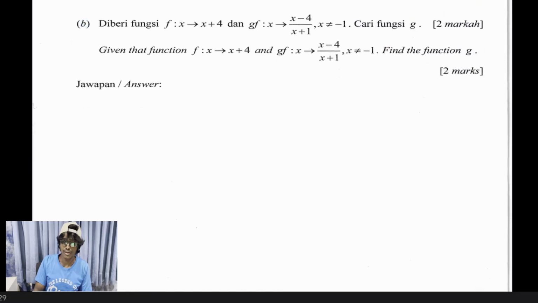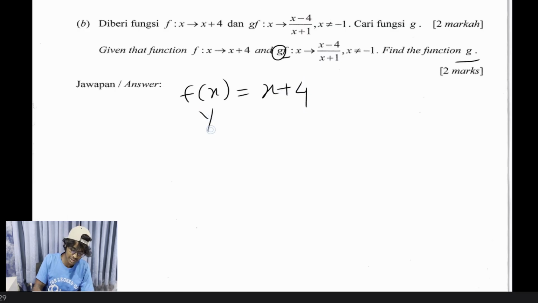First of all, we want to remove what's on the inside so that we can find what's on the outside. So we want to find g(x). What we want to remove is on the inside, so we find the inverse function. How do we find the inverse function? We know that f(x) equals x plus 4. We just write it like this: y equals x plus 4.